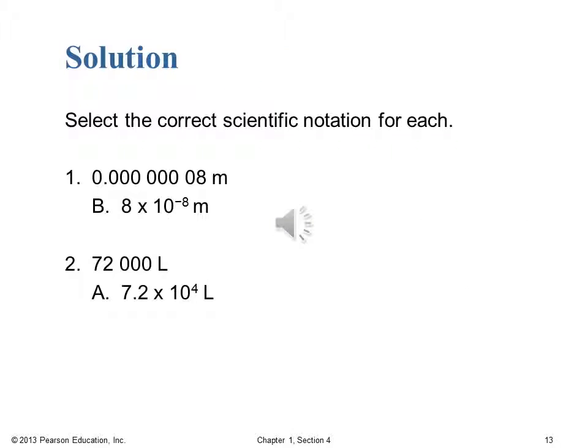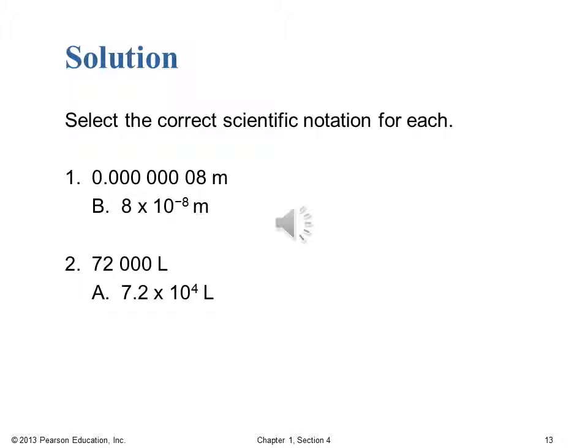Alright, so for the first example, B, 8 times 10 to the negative 8 meters was the correct answer choice. Of course, because it's a number smaller than 1, we would expect a negative exponential, and because we want proper scientific notation, we can't have 0.8 as an option. It has to be a number between 1 and 10 in order to fit the description. So B was hopefully an obvious choice for you.